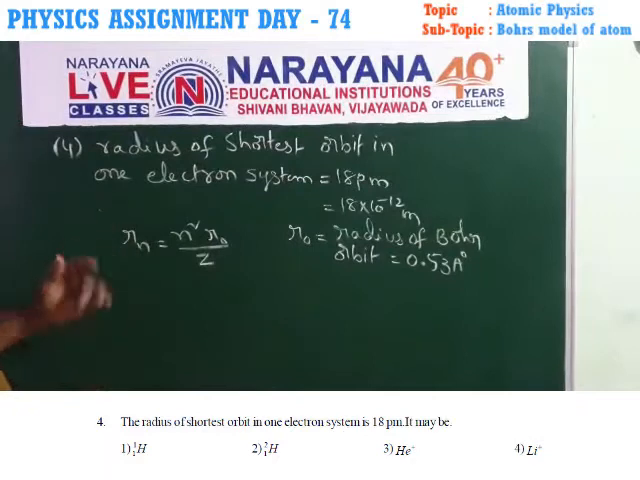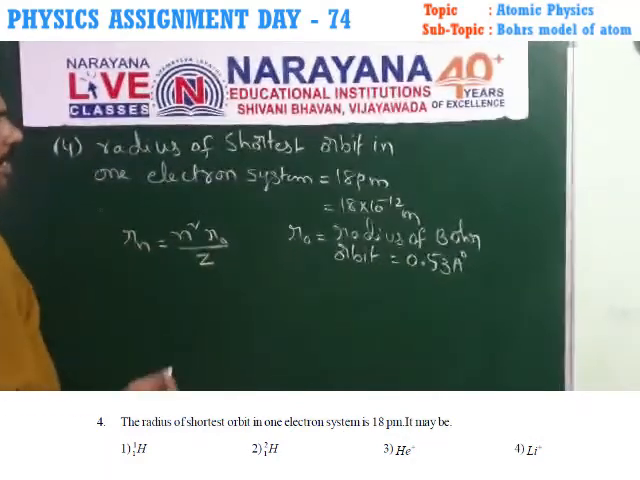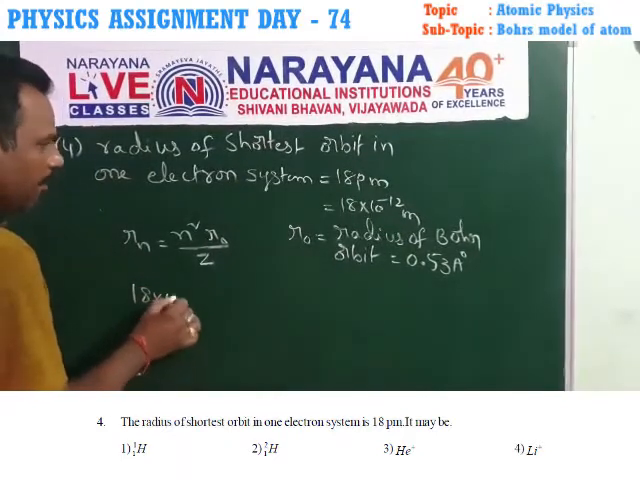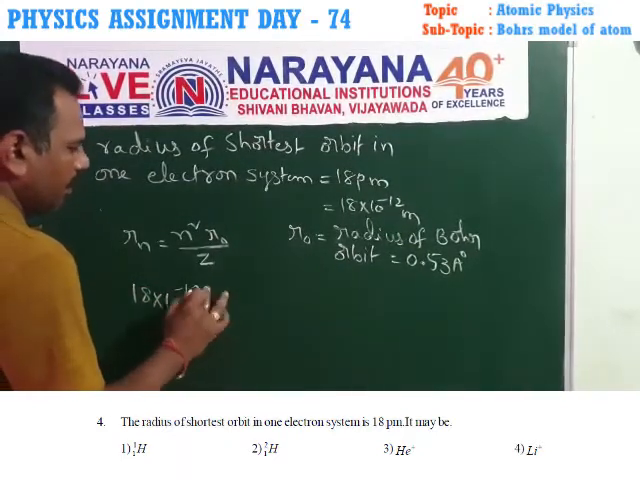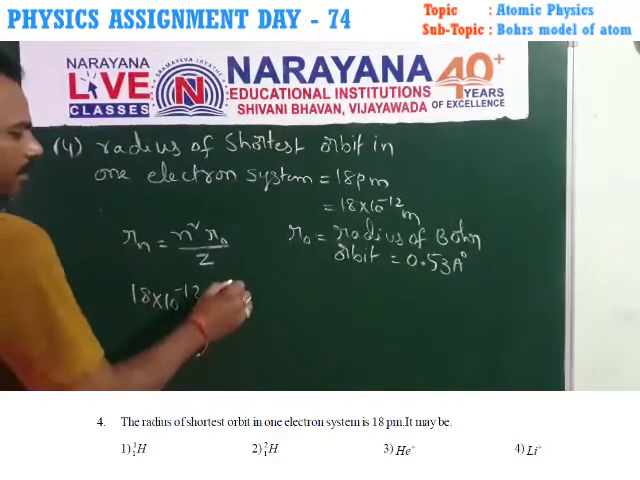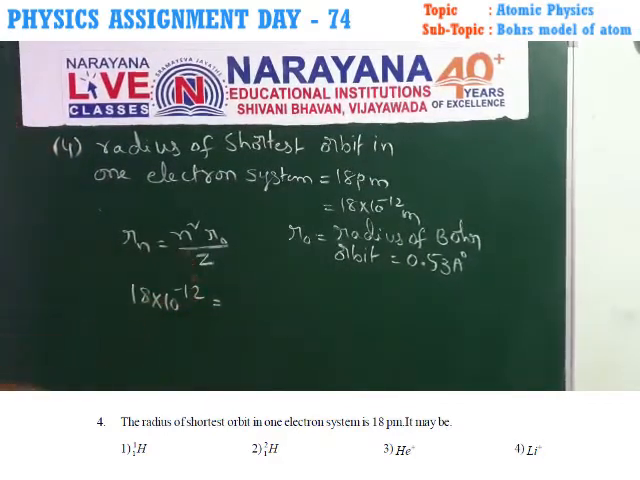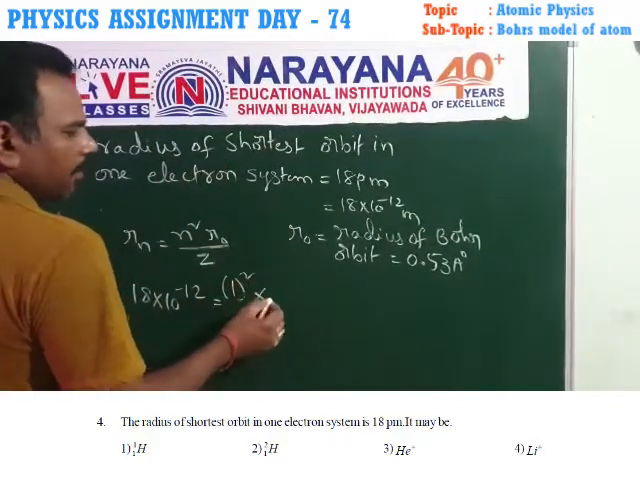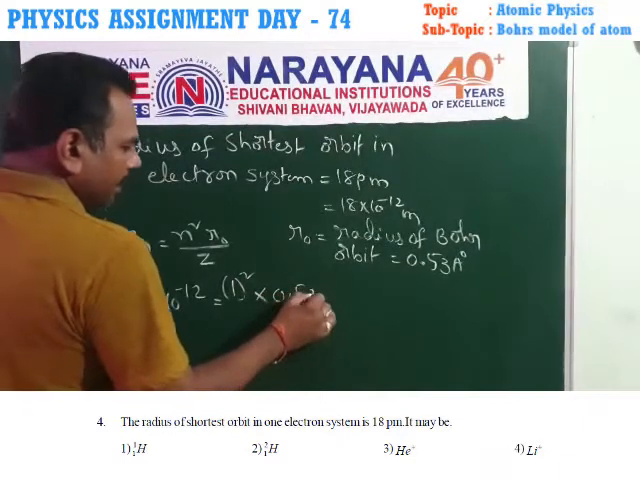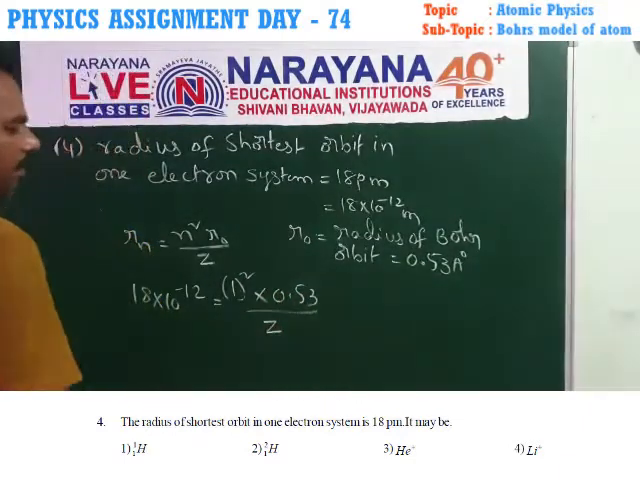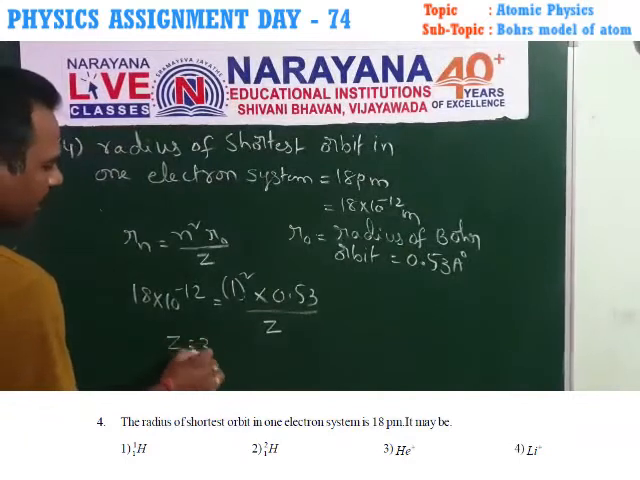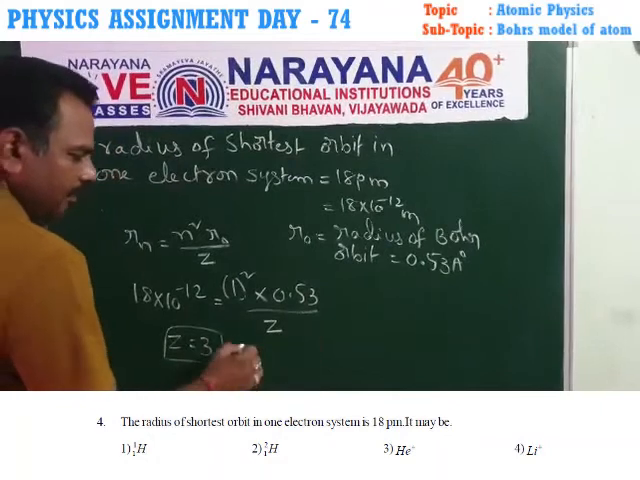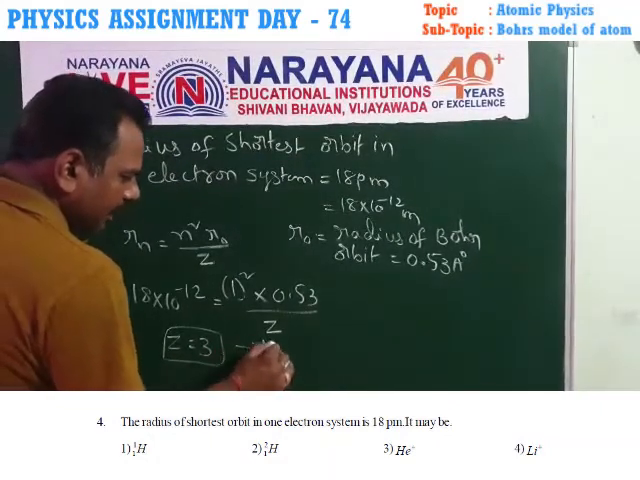Now I am calculating this. The radius of the shortest orbit, Rn, is equal to 18 into 10 power minus 12. For the first orbit, n is 1, so 1 square into 0.53 by Z only. On calculating this, we get Z equal to 3. Z equal to 3 means it is lithium. Hydrogen, helium, lithium, so that element is lithium.